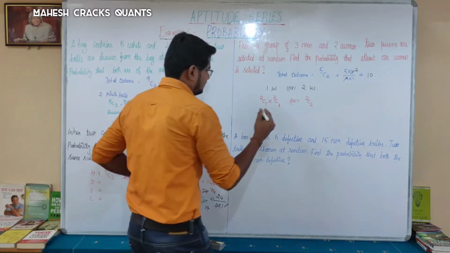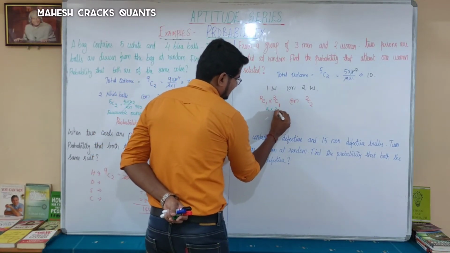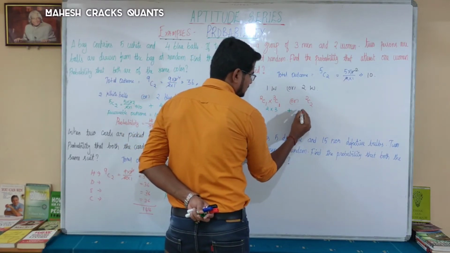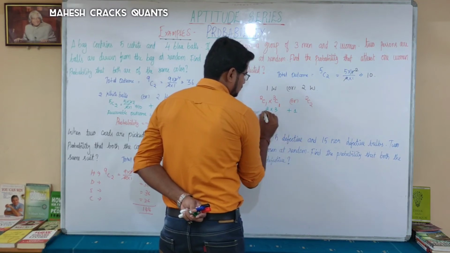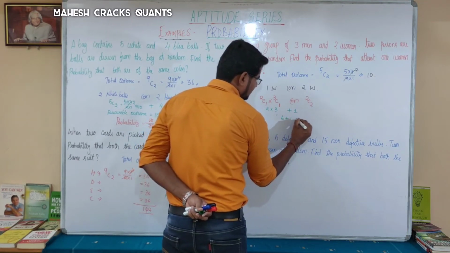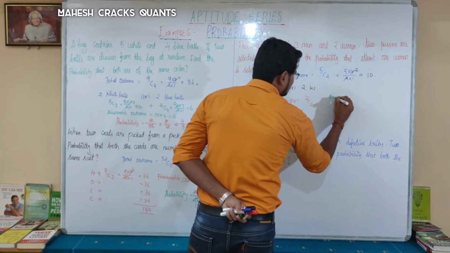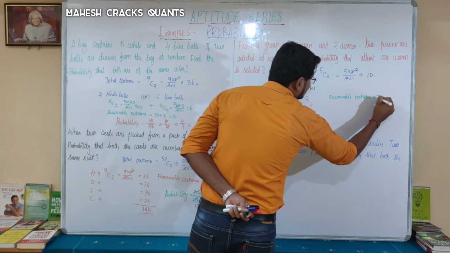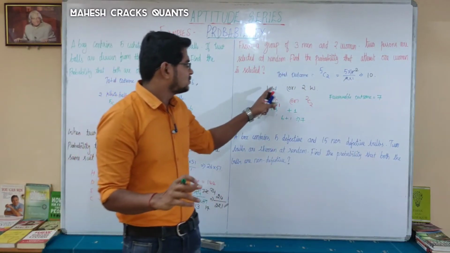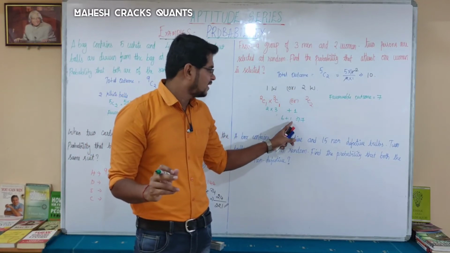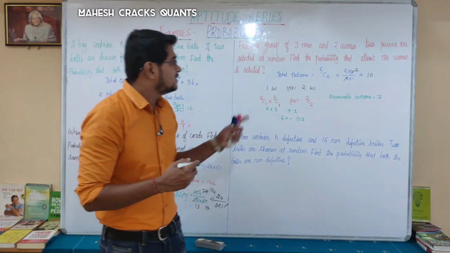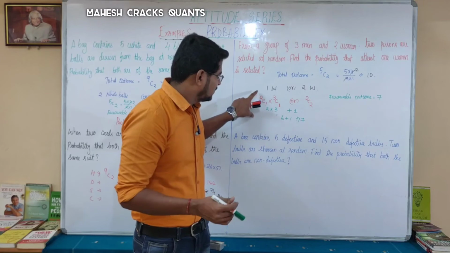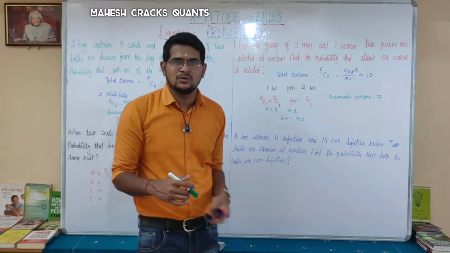So 2C1 is nothing but 2. And 3C1 is 3. You will get 2 into 3, plus 2C2 is 1. So 2 into 3 is 6, plus 1 is equal to 7. Your favorable outcome is equal to 7. Am I right? That's it, because 2 possibilities are there. Or means plus, we have added it here. We have seen these kinds of questions in permutation and combination as well. When it comes to probability, you will select and compare it with the total outcome.